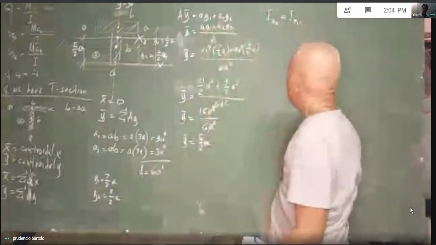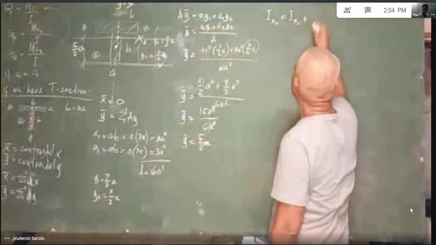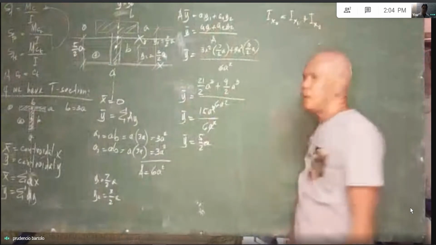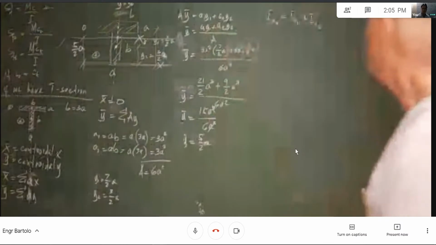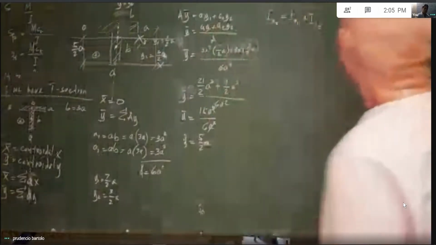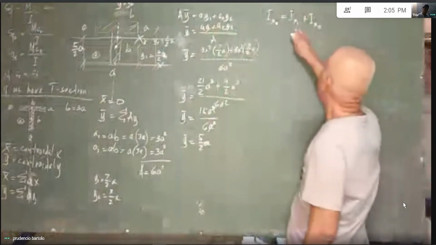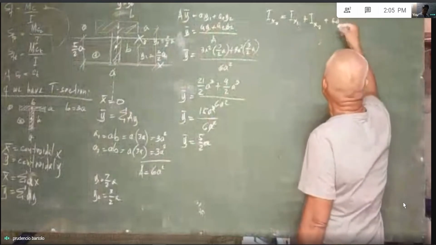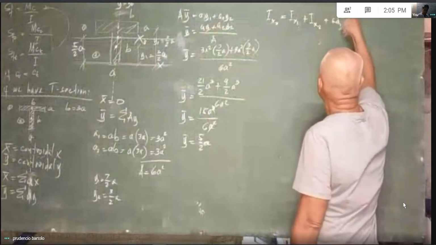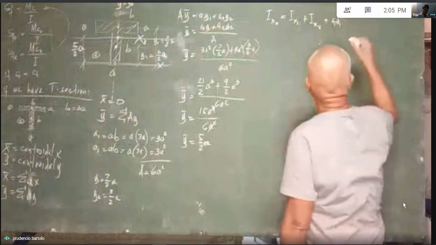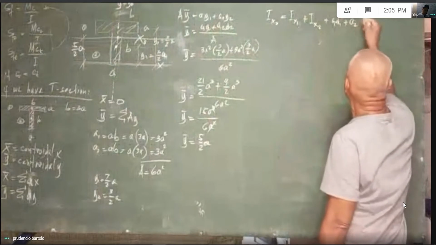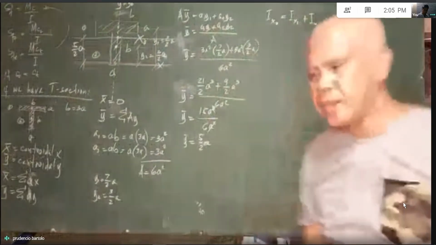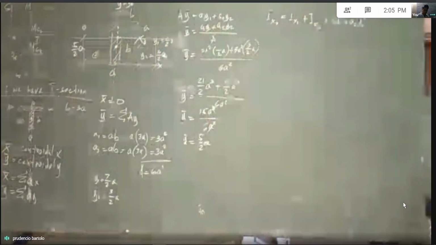So Ix sub 1 plus the centroidal X of figure number 2, Ix sub 2, plus A D squared of figure number 1, A1 D1 squared, plus A2 D2 squared, that is of figure number 2.